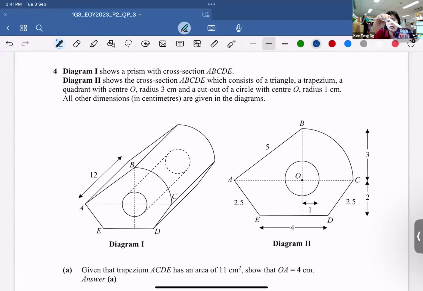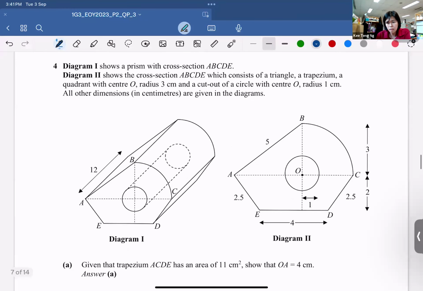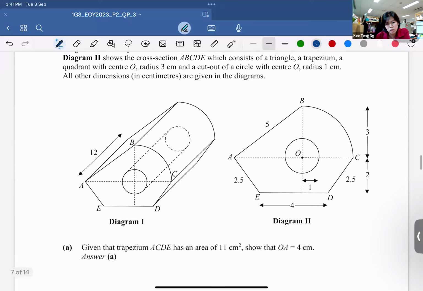So instead of finding it piece by piece, I can add up the outline of this picture and multiply everything by the length itself. Later we can do something similar to calculate our total surface area. Let us look at our cross section first. Now, the diagram actually cuts it up into a lot of pieces.